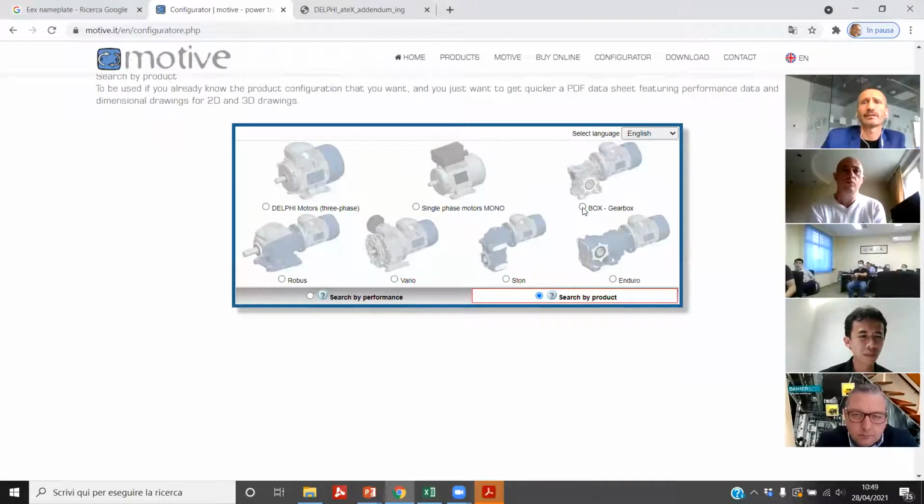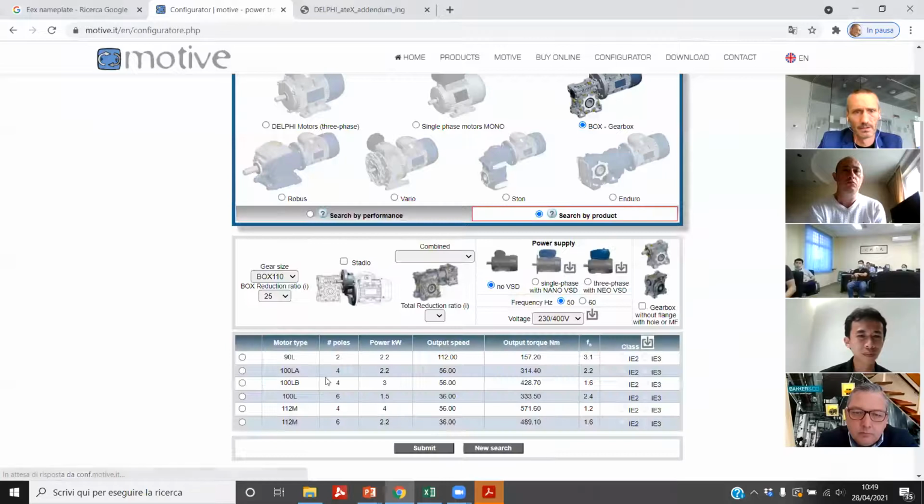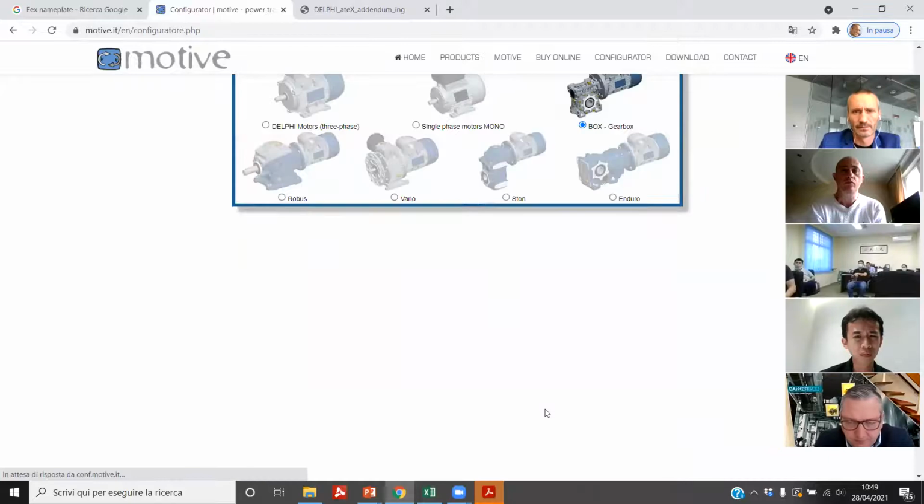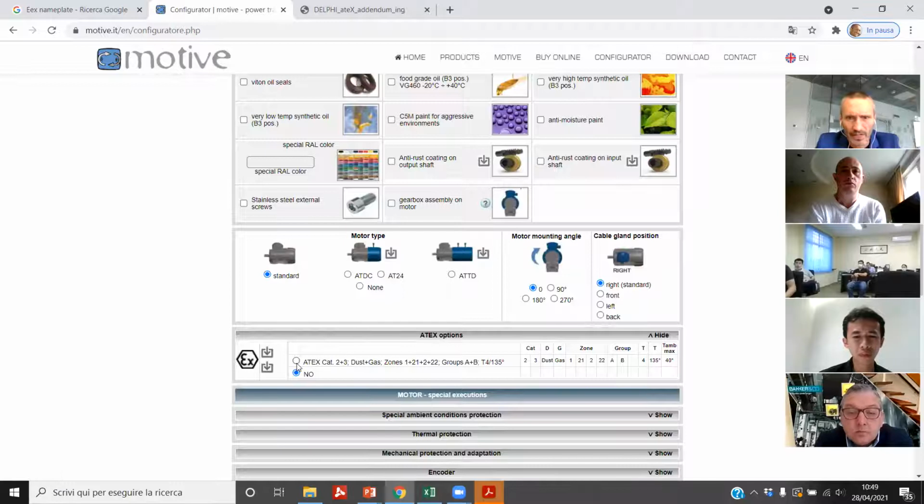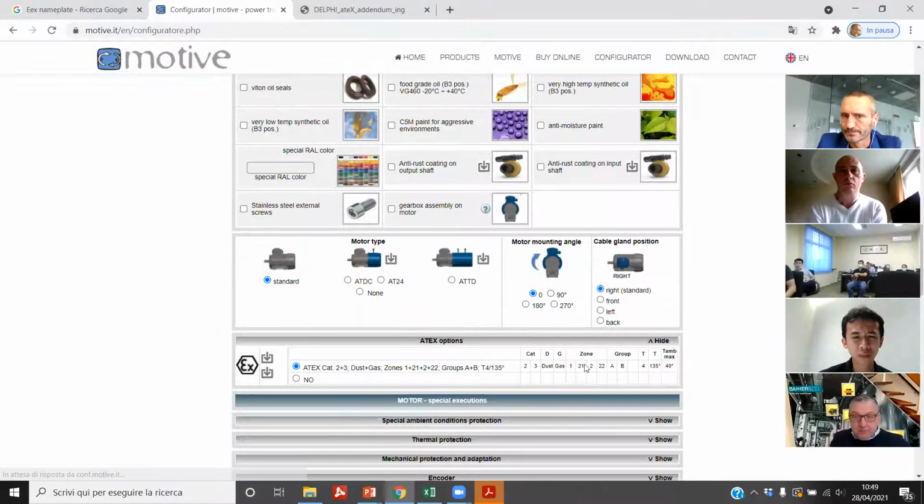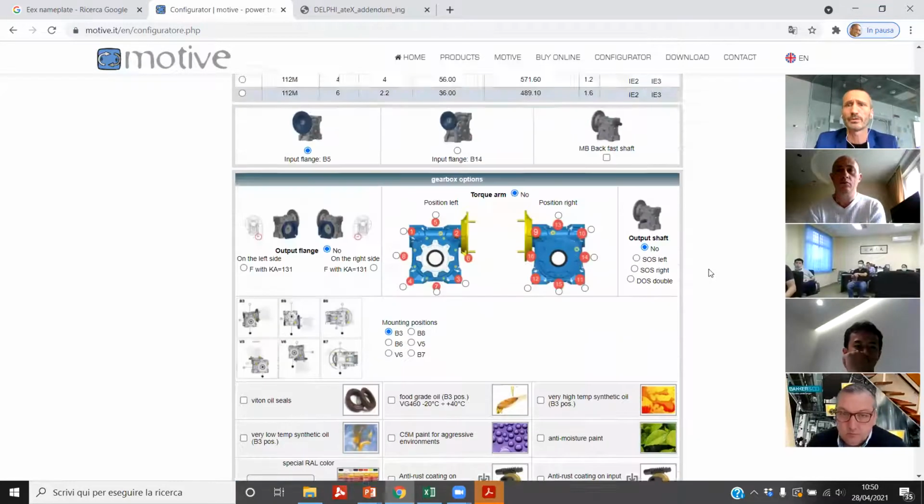You say, I want a gear motor with a worm gearbox, and I want it with a motor like that. I want it to be ATEX. Okay. You will see that the only result will be with group A and B. Category 2, category 3, dust and gas, all these zones, but only groups A and B, because I also put the gearbox, and the gearbox is not suitable for group C.